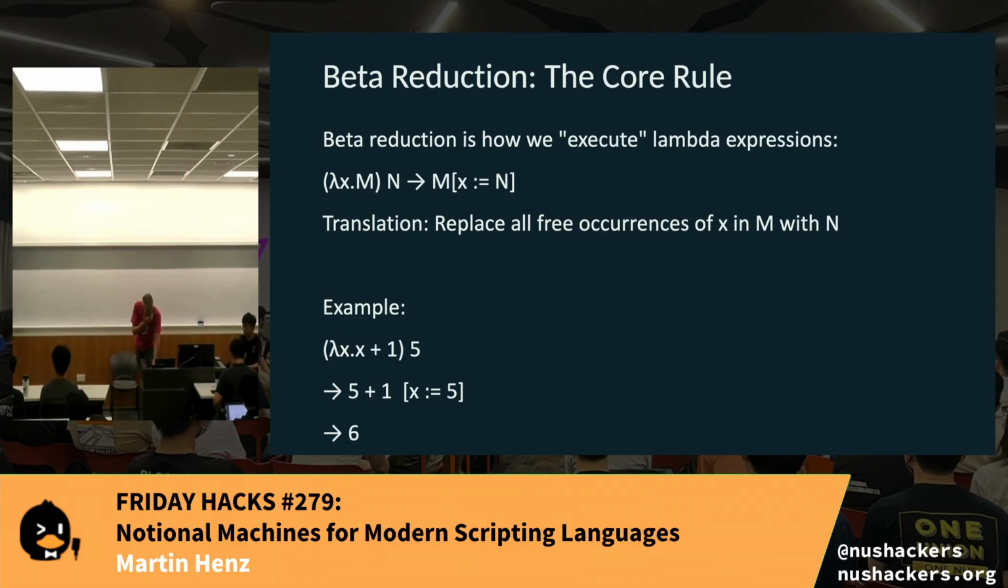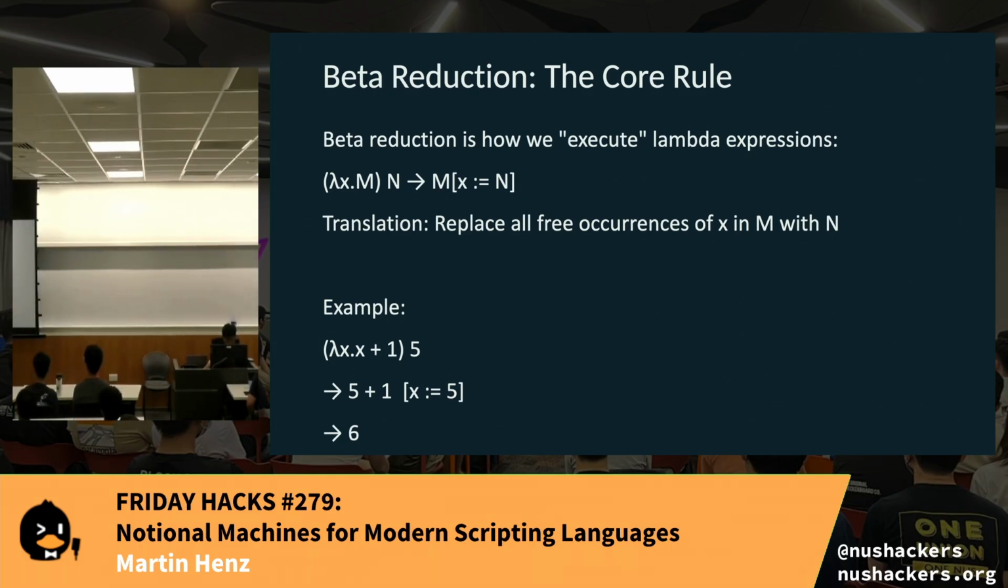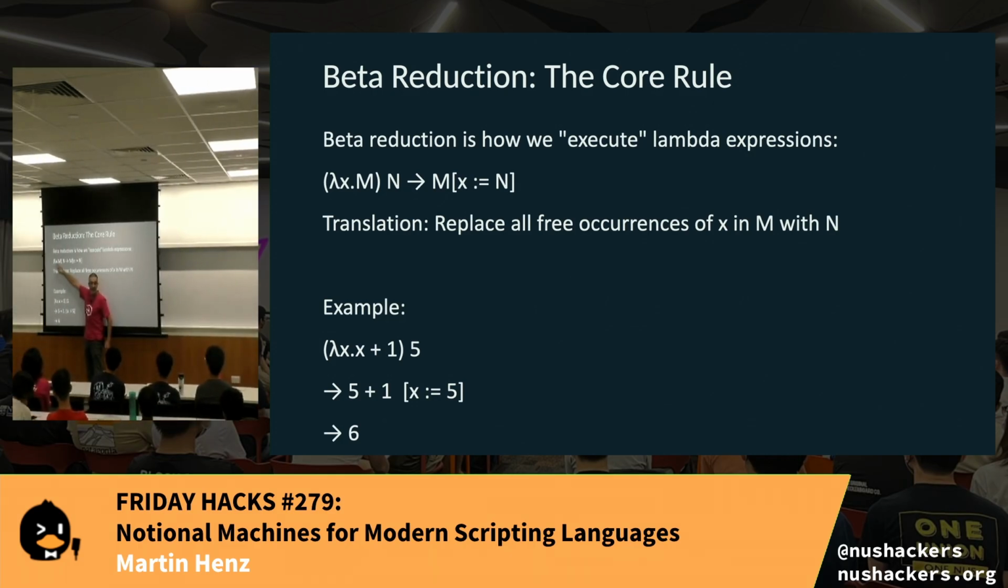Okay, the core of this whole mechanism is what is called beta reduction. So you have a rule that says what happens when a function gets applied. You've seen that already, right? We've seen that we want to replace the parameter in the body by the argument. This is a function application. That is expressed like this.